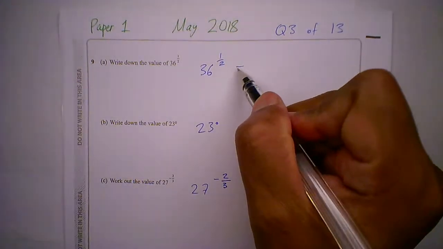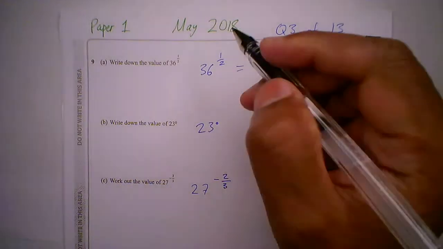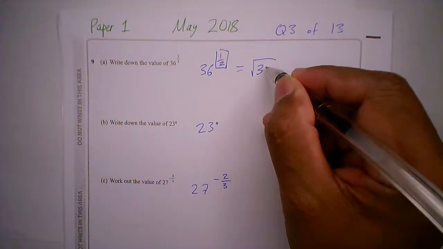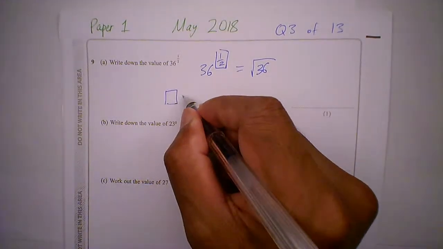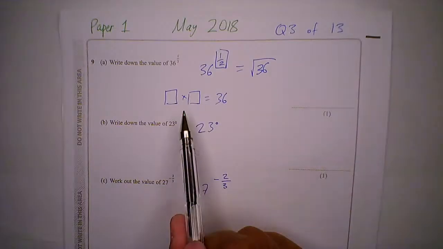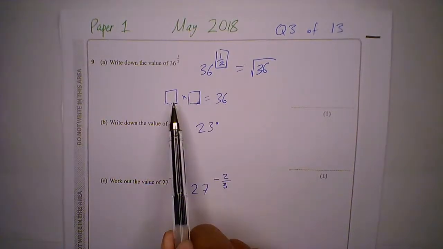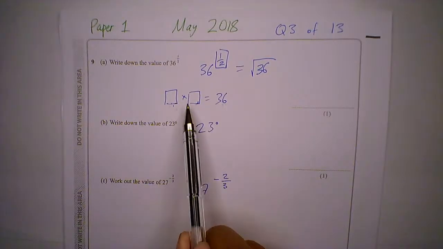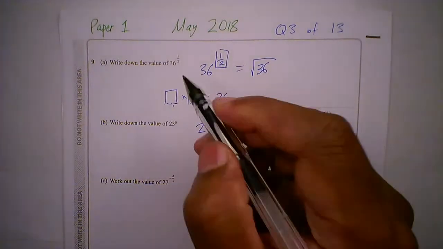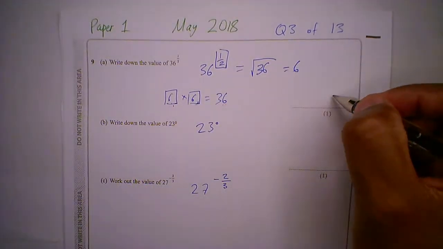Okay, so again, similar to one of the previous questions, when we see a power of half, that's the same as square root. So what two numbers multiplied gives me 36? What's the same number twice, rather? 1 times 1 is not that. 2 times 2 is not that. 3 squared, 4 times 4 is not that. 5 times 5 is not that. 6 times 6 is 36. So my answer is 6 here.